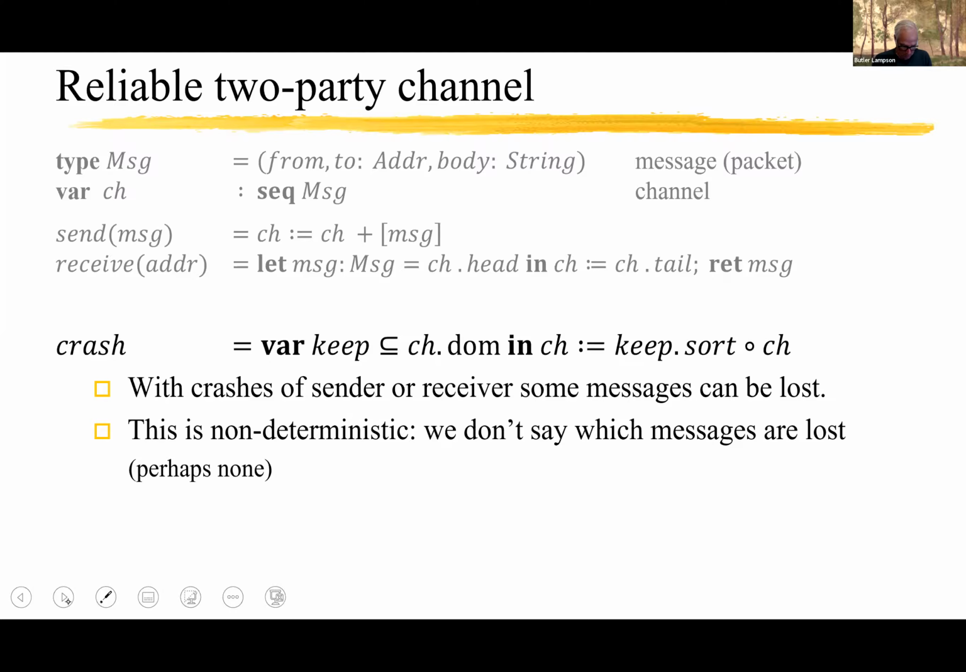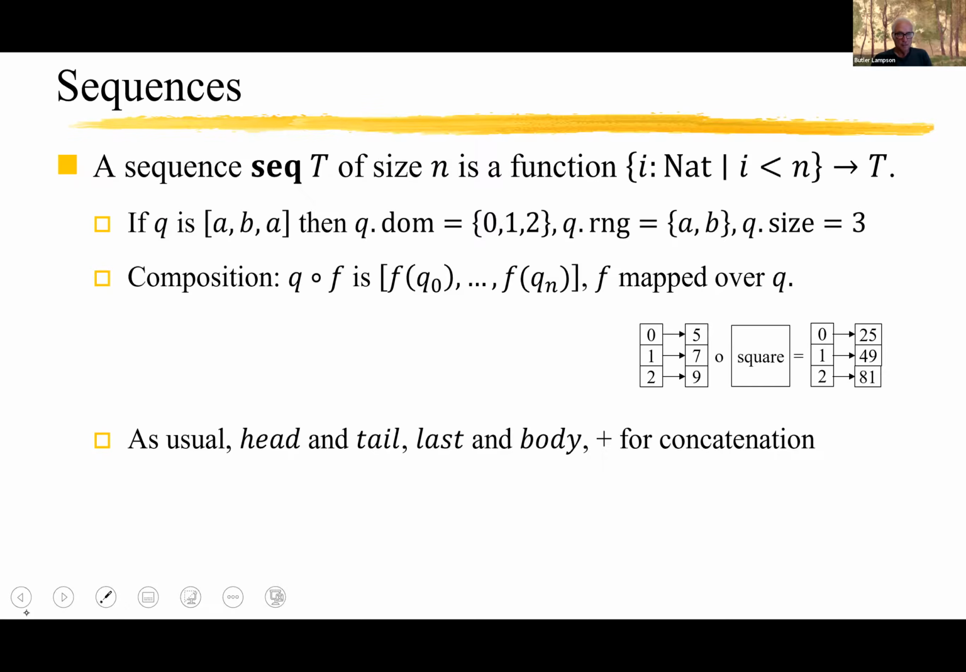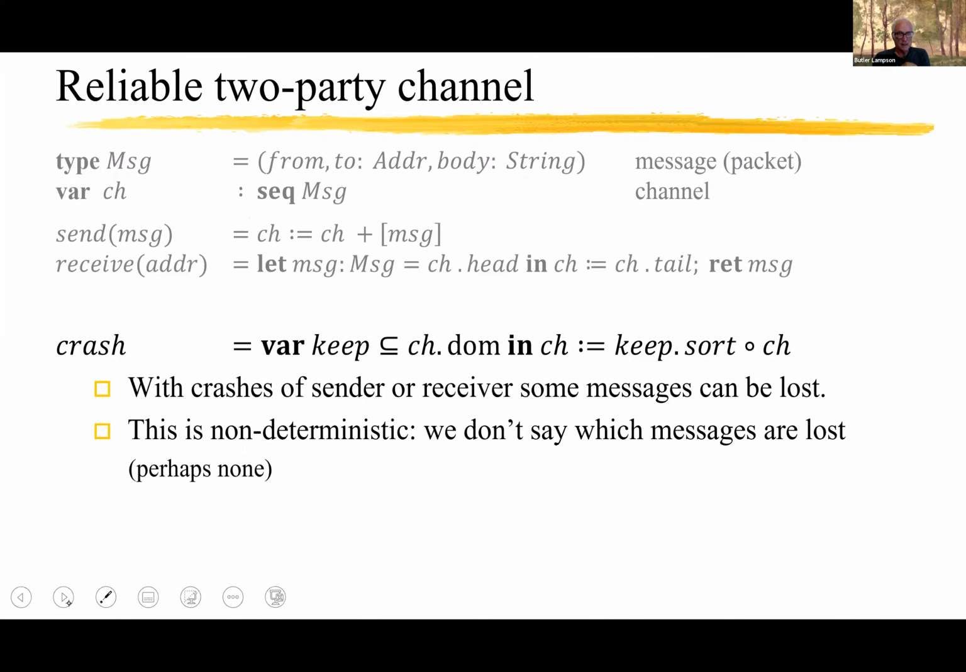So remember what we saw in the previous slide. Composition maps the sequence 5, 7, 9 to the sequence you get by applying square to each of 5, 7, and 9, thus 25, 49, and 81. So in this case, you're going to take the integers which identify the messages that you're going to keep, and you're going to compose that with the channel, and that's going to result in a new channel which just contains the messages that are being kept.